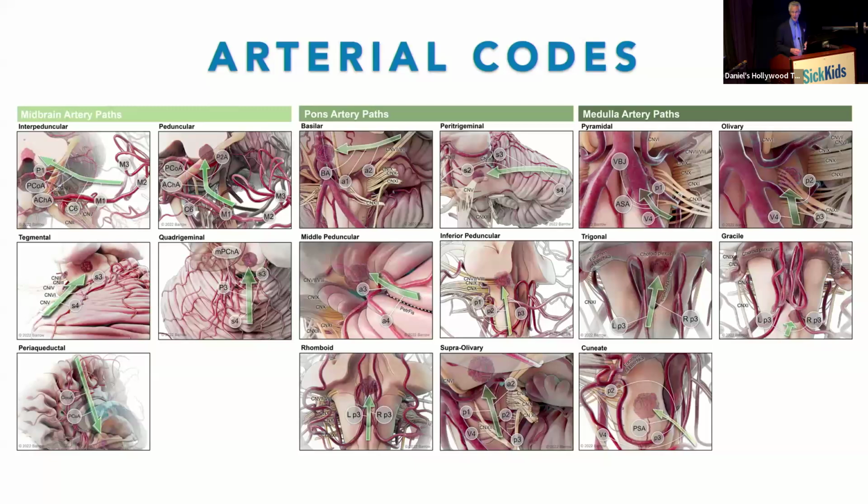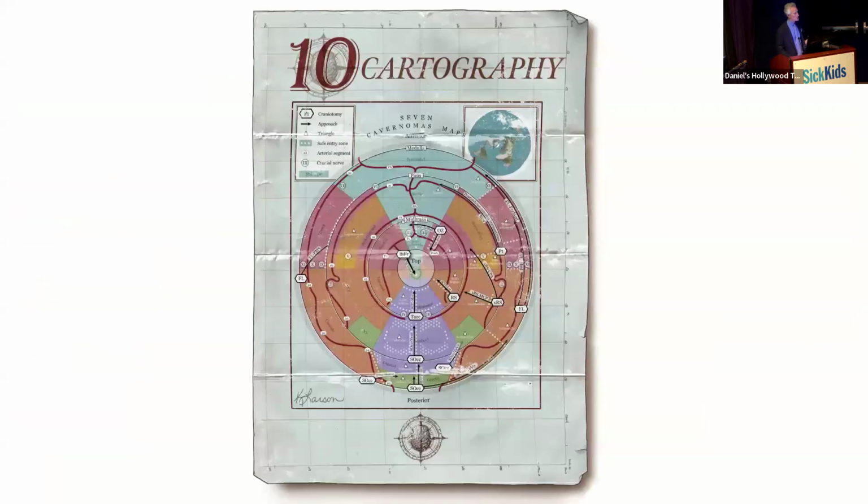And these illustrations just show you how you can use the arteries to take you from point A to point B to point C as you walk along those arterial trails to get to the targets. So cartography, this is sort of the metaphor for the book. And at this point, we had done all of this work, putting some of these concepts on paper.